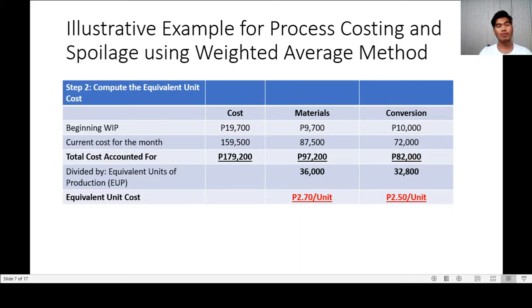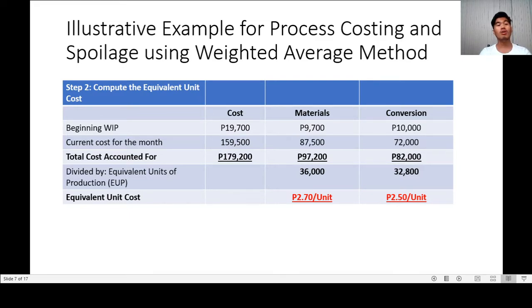So, for the equivalent cost per unit, using the weighted average method, we will account what? We will account the beginning work in process cost. So our total cost for beginning is 19,700, split into materials of 9,700 and for conversion 10,000 pesos. For the current cost, materials is 7,500 and then the conversion is 72,000 pesos. So the total is 159,500.